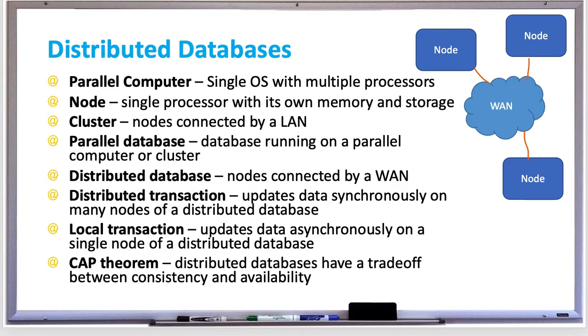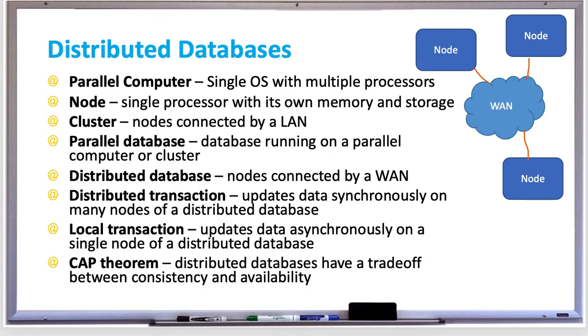A cluster is a group of nodes that are connected by LAN and managed by separate operating systems. Clusters are similar to parallel computers since they both can execute multiple instructions concurrently. They could also share storage or not, but clusters cannot share memory since LAN's access to memory is too slow. A parallel database is a database system running on a parallel computer or cluster, and it runs queries concurrently.